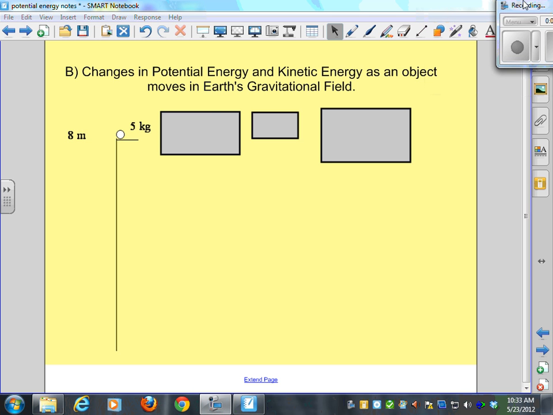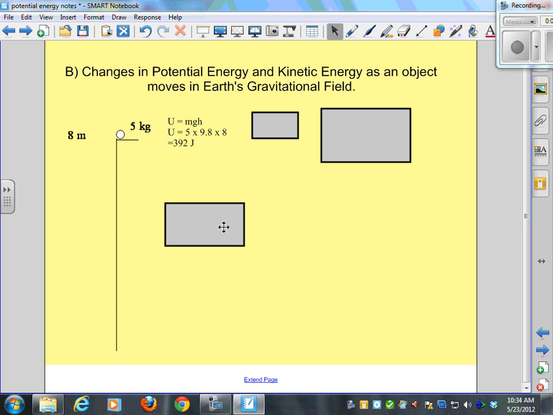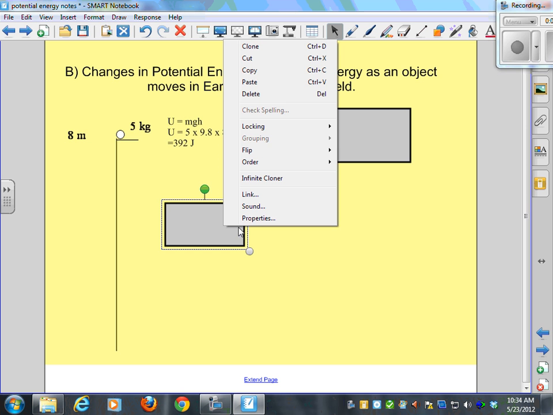Moving on. Okay, so let's look at how potential energy and kinetic energy change as the object falls in the Earth's gravitational field. So here I have a 5 kilogram mass, and it's about 8 meters in the air. How much potential energy does it have? Well, 5 times 9.8 times 8, it has about 392 joules of potential energy.